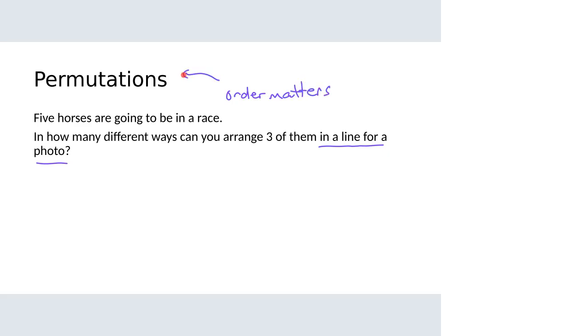Which means we have a permutation, because how they would be lined up would make the photo look different. That tells us order matters. That tells us we have a permutation. There's a key word in here that's really helpful for us, and that's arrange. If I'm arranging things, order matters. That points me towards permutation. And our formula looks like this.